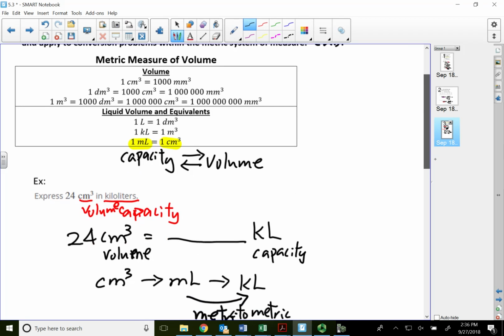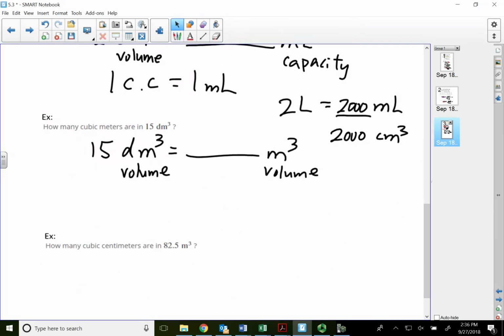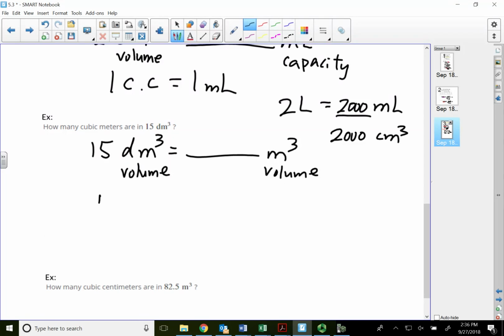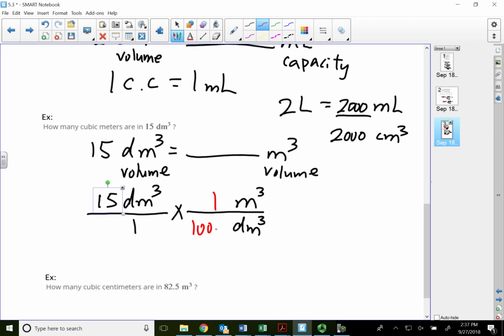So what I can do is use our unit fraction method, and start out with 15 cubic decimeters over 1 times another fraction. I put my cubic decimeter down here, and I am allowed to convert straight to cubic meter. My ratio says 1 cubic meter is 1,000 cubic decimeters, so my cubic decimeters cancel out. That's 15 times 1, which is 15, over 1,000. So this problem is basically 15 divided by 1,000, which means I move my decimal to the left 3 places. That gives me 0.015. So this one is volume to volume.